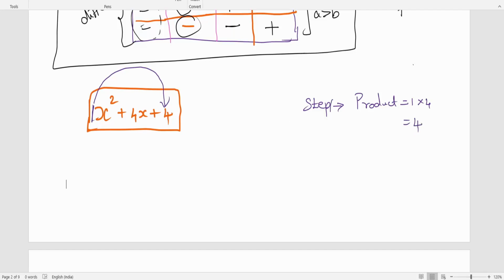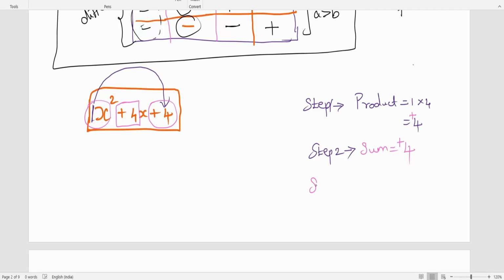The second step is to find the sum of the numbers. So I have two numbers. I'm going to find the sum of the numbers. You have to take it along with the sign. Even here, you have to take this along with the sign, and this also you have to take along with the sign. So the sum of the numbers is equal to 4. So as discussed in the previous table, we have the product as positive, the sum as positive. So both the numbers are going to be positive.